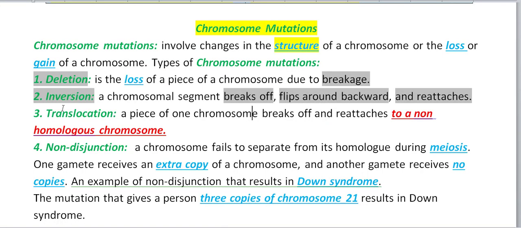So inversion: a chromosome segment breaks off, first step break off, flip around backward and reattach. And the third type of chromosomal mutation at the level of structure is when a piece of one chromosome breaks off and reattaches to a non-homologous chromosome. This type of mutation takes place between two chromosomes.